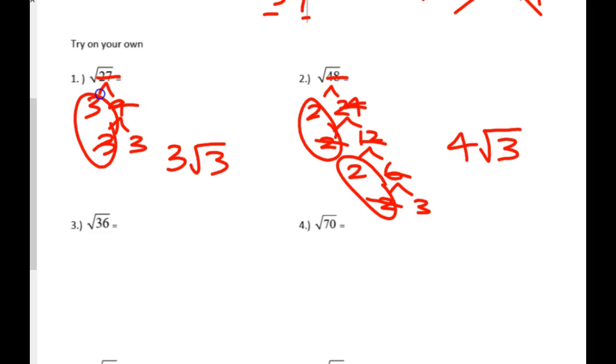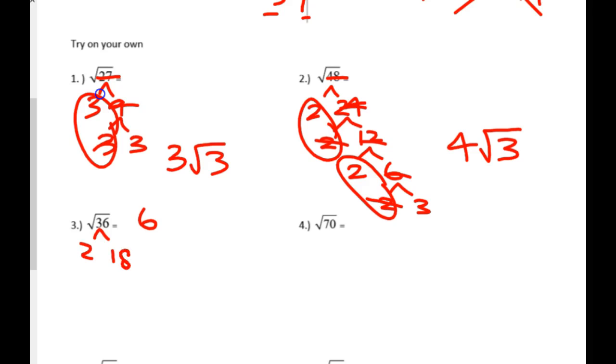Now, on number 3, do you know what the square root of 36 is? Just, do you know what it is? It is 6. That's the first thing we did on these notes, that all the square numbers have square roots. You know the square root of 36 should be 6, right? Now, if you just wrote that, that's fine. But if you start doing the factor tree, this is what you'll notice.